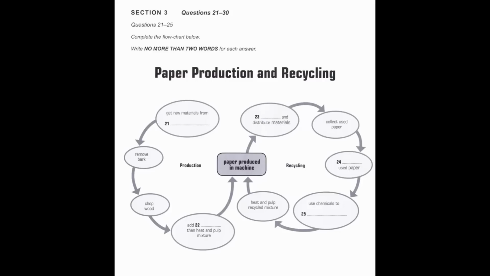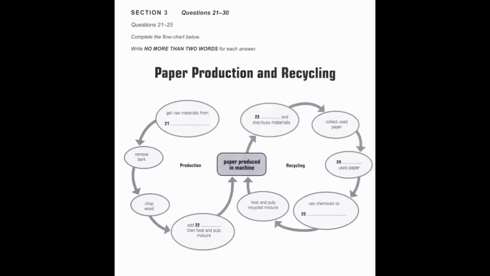OK. Well, why don't we start by making a flowchart from the notes our tutor gave us? Yes. So, on one side we could have the paper production cycle, here on the left, and on the other side the recycling. Good idea. Let's start at the top with the production.